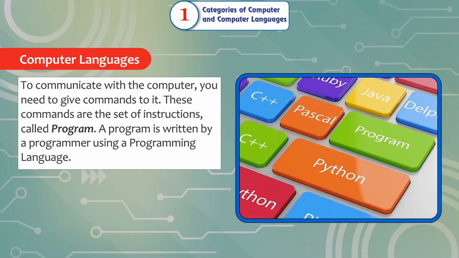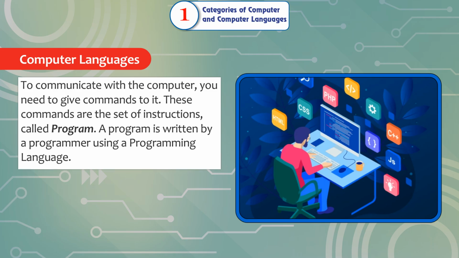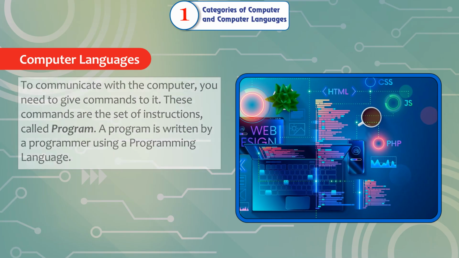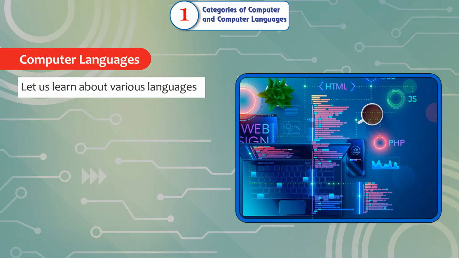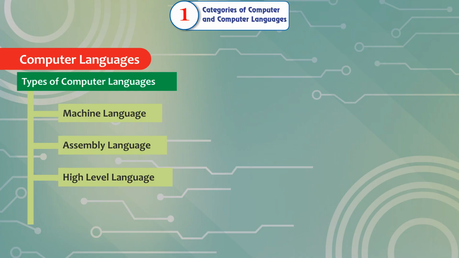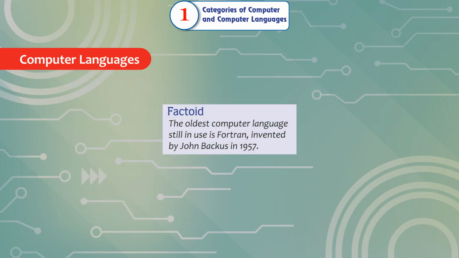To communicate with the computer, you need to give commands to it. These commands are the set of instructions called program. A program is written by a programmer using a programming language. Let us learn about various languages. Types of computer languages: machine language, assembly language, high-level language, fourth-generation language, which help you to communicate with the computer. Factoid. The oldest computer language still in use is Fortran, invented by John Backus in 1957.